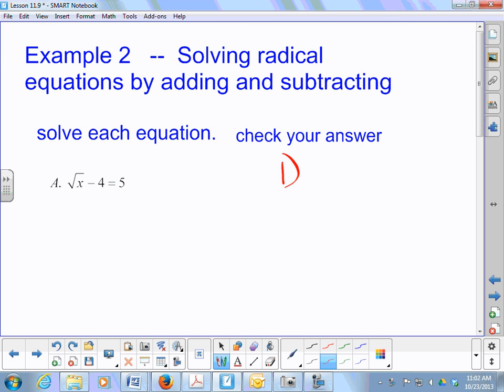First thing we do is isolate the radical. Okay?